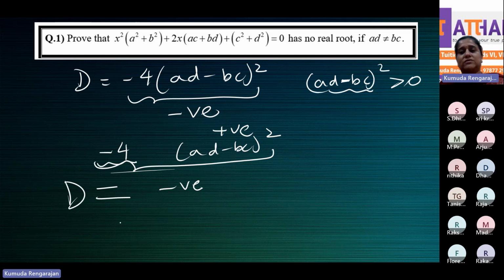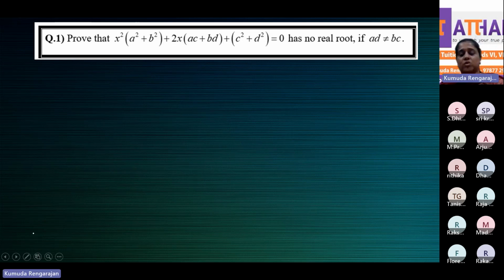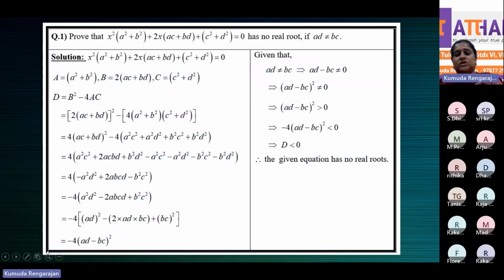If D is negative, that means for the quadratic equation, because D is the discriminant, the value of B squared minus 4AC decides the nature of the roots. You have proved that D is negative, that means B squared minus 4AC is negative. That means the quadratic equation has no real roots. Take a screenshot, children.